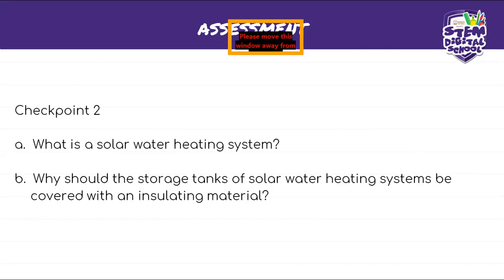So we have another check. What is a solar water heating system? And B, why should the storage tanks of a solar water heating system be covered with an insulating material? This is the last one before we move to Kahoot. So send in your answers so that I check whether you understood what I was telling you.